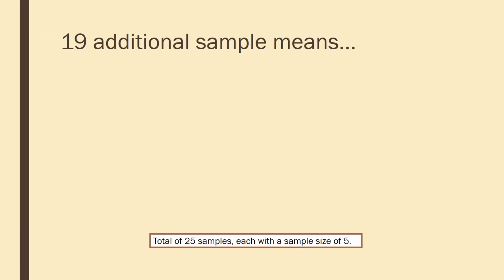I said that we were going to start with a small example and then amp it up later. So I was just going through all the steps of making a sampling distribution and finding the mean of the sampling distribution and the standard error of the sampling distribution. And so now we're going to amp it up a little bit and add 19 additional samples, but we're not going to be as detailed in how I show you this.